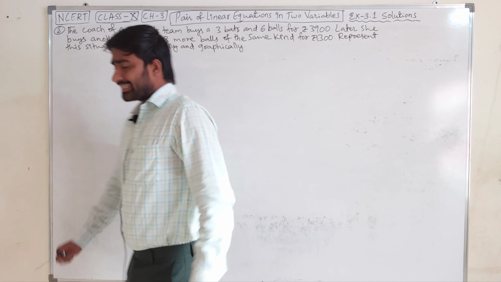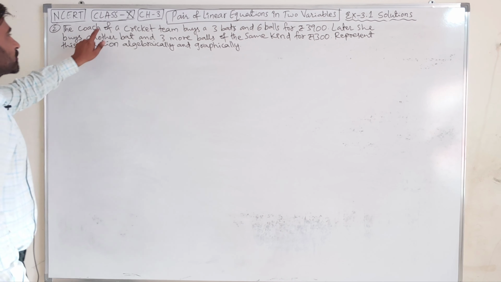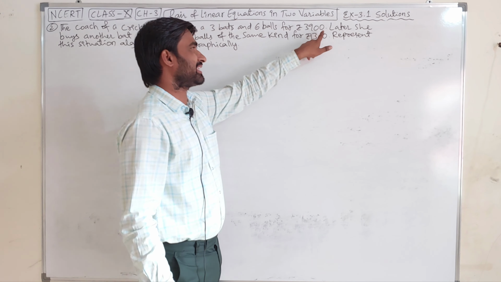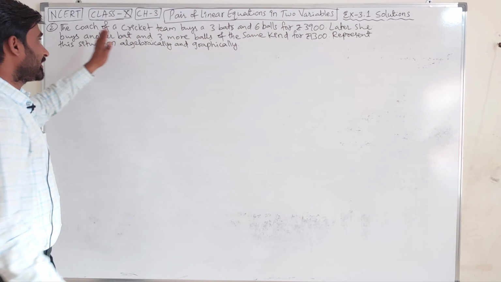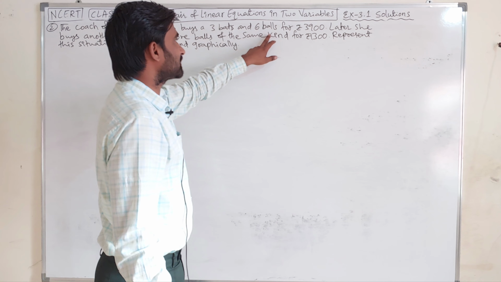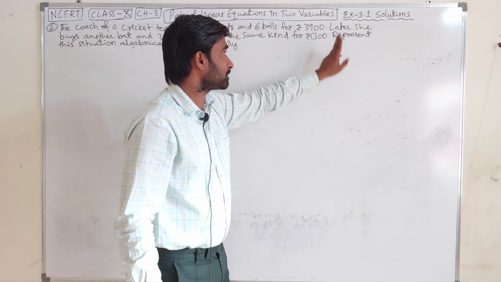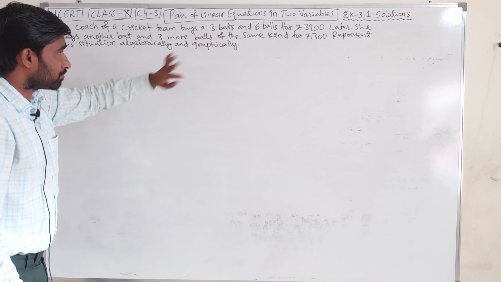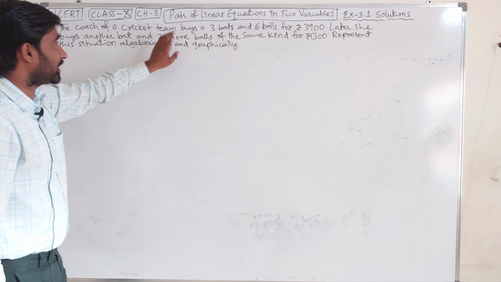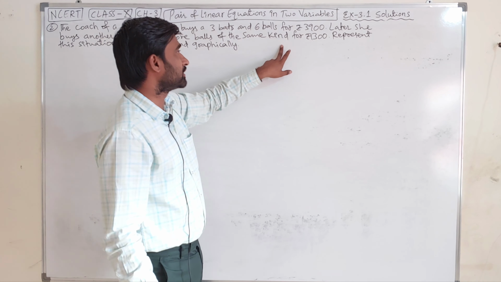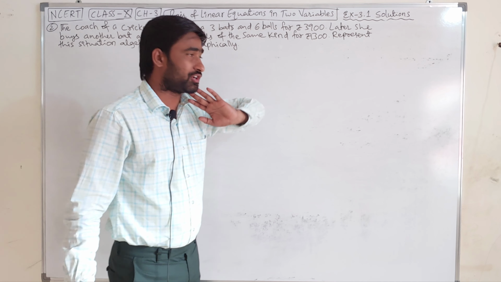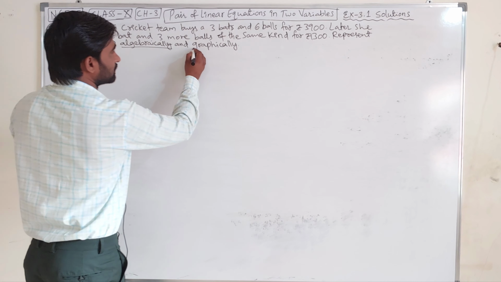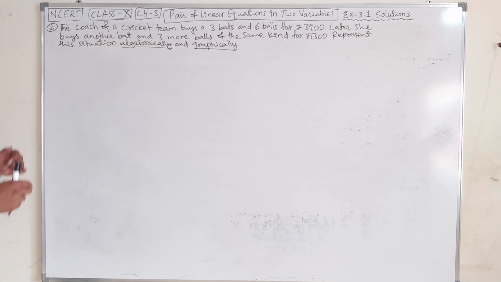Okay students, the second question is: the coach of a cricket team buys 3 bats and 6 balls for rupees 3,900. Later she buys another bat and 3 more balls of the same kind for rupees 1,300. So represent this situation algebraically and graphically. Again a similar question only. Chalo, let us start.